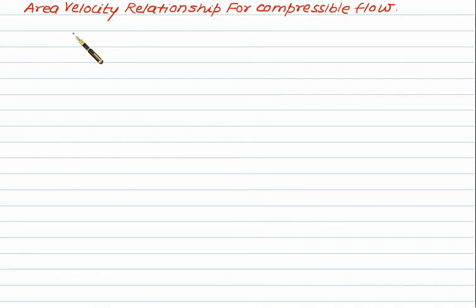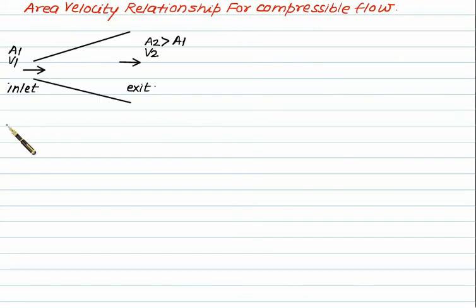For this purpose, we will consider a duct with inlet area equal to A1, exit area equal to A2 greater than A1, inlet velocity equal to V1, exit velocity equal to V2. Right now I have not shown the Mach number. For this purpose, we will consider one section at distance equal to x. Here we will take the balance.